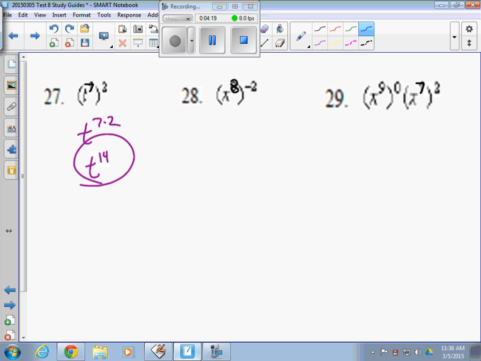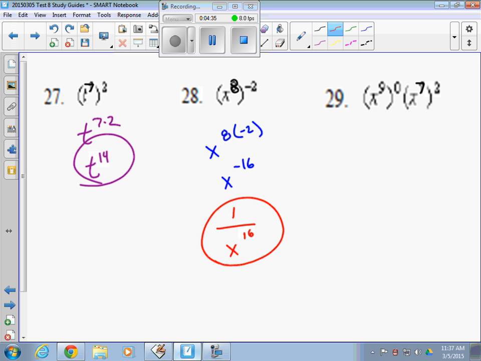You multiply x to the 8 times negative 2. X to the negative 16th. Now we can't leave it like that. You can't leave negative exponents. So it rides the elevator and it becomes 1 over x to the positive 16th.